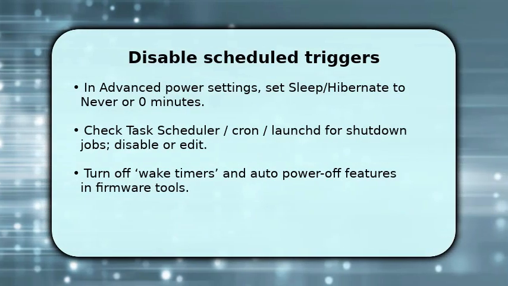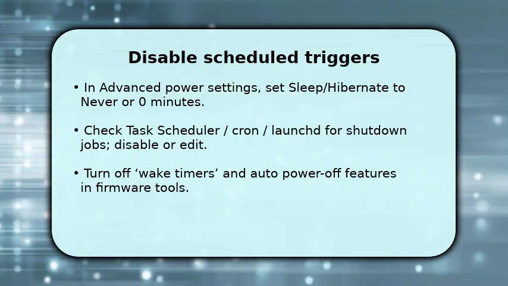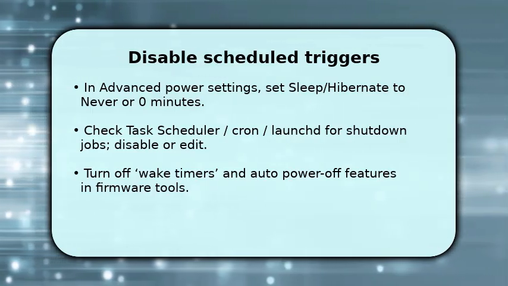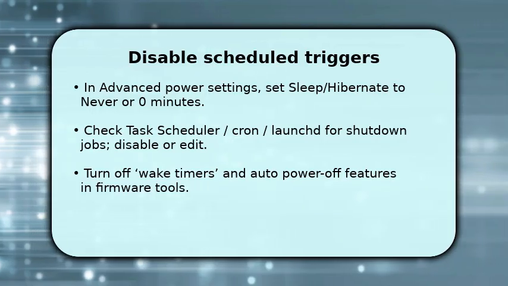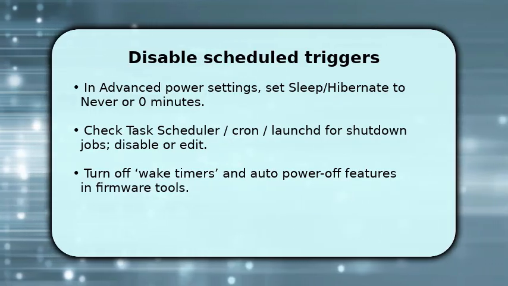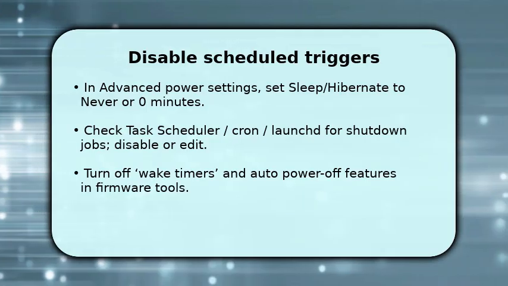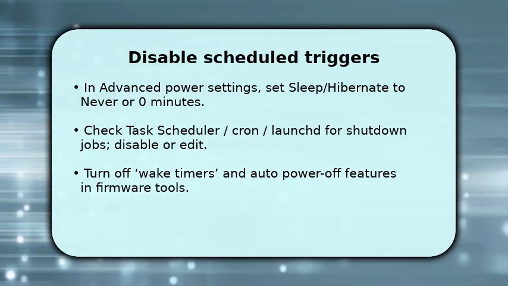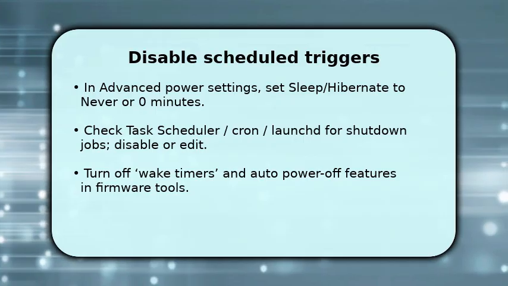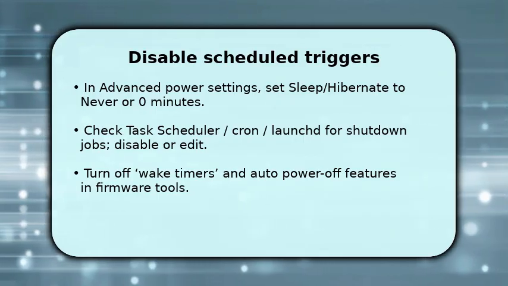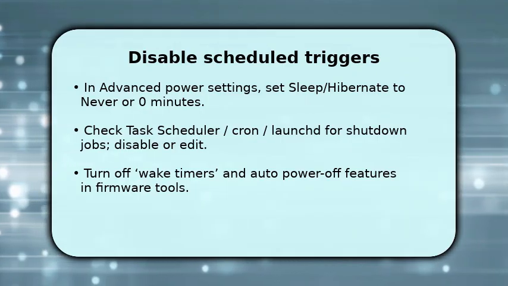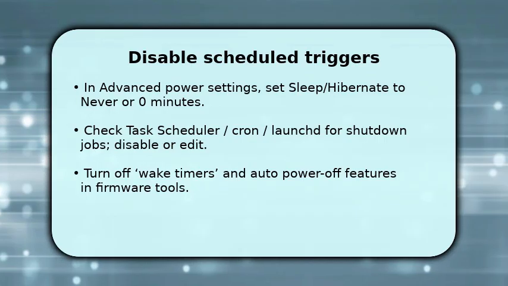Now focus on the complex middle. Change sleep and hibernate to never and inspect scheduled tasks that call shutdown. On Windows, open Task Scheduler and search for tasks with shutdown.exe. On Mac OS, check launchd and energy saver schedules. On Linux, inspect cron or systemd timers. Also disable wake timers and any vendor power management utilities, because they can reapply auto shutdown. Make sure changes are applied to the active profile.